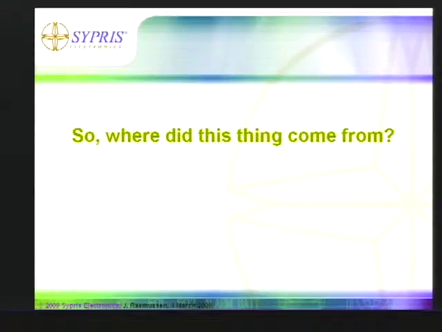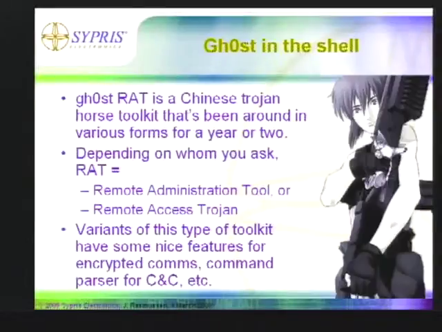Probably looking to other areas. The question is, where did this thing come from? This is still open for speculation, but I have a theory on that. I found a thing called Ghost, which is a RAT. Depending on whom you ask, a RAT is either a remote administration tool or a remote access trojan. Okay, and I found variants of this Ghost toolkit that have some very nice features, such as encrypted communications, a command parser for doing command and control, and so forth.